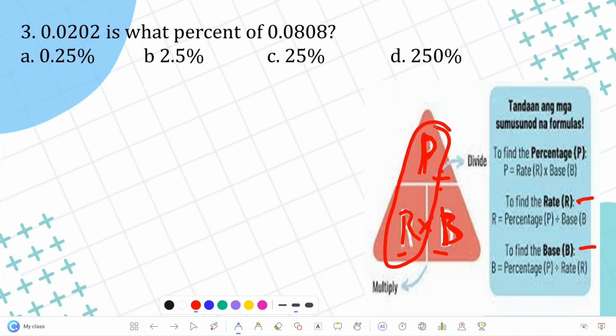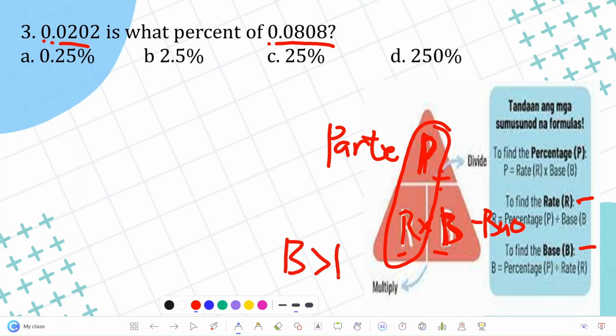So here, you are given two numbers. Para po madali pong tandaan, itatagalogin natin itong percentage. Ang percentage sa Tagalog ay gagawin nating parte at ang B is buo. Ibig sabihin, mas malaki ang B kesa sa P. B is always greater than P para hindi kayo malito. At pag hinahanap mo yung R, pag nakakita kayo ng percentage sign, automatic na ito yung R. Hindi po yung percentage ang may percentage sign, kundi yung R po or yung rate ang may percentage sign.